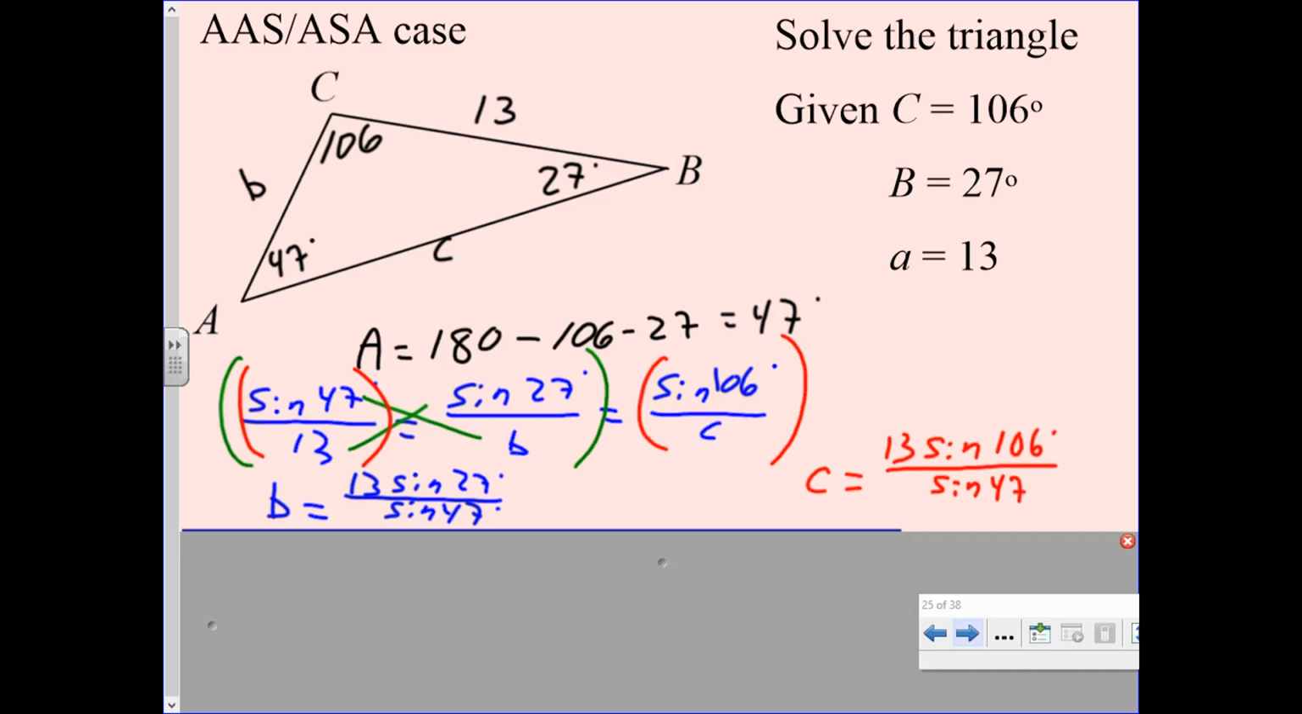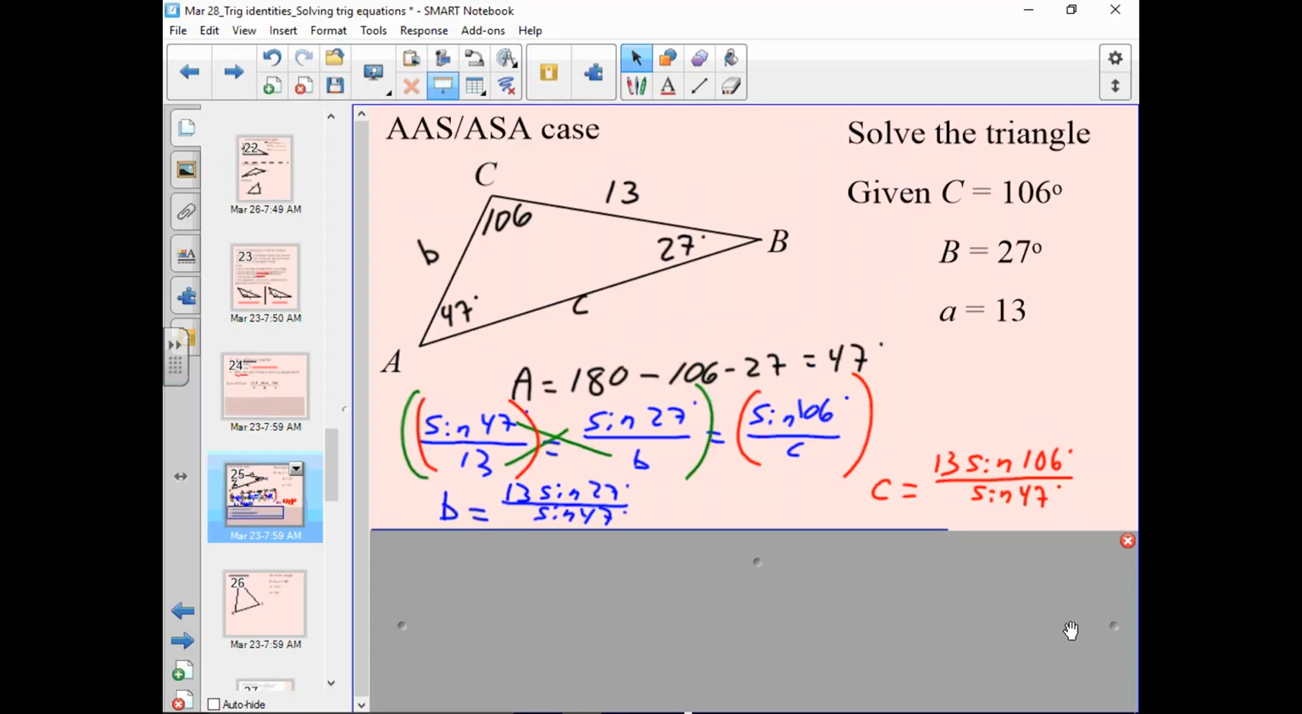You'll notice the ratio for the two sides you're going to look for are going to be set up the exact same way. The only thing that will change is that angle you have in the numerator. So for side B, we had the sine 27, and then for side C, we had the angle C, which is sine 106. So once you have that, you go to your calculator.